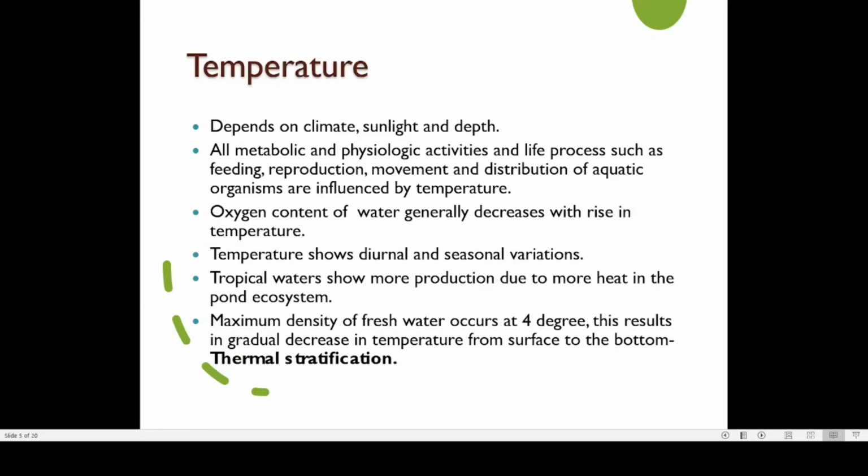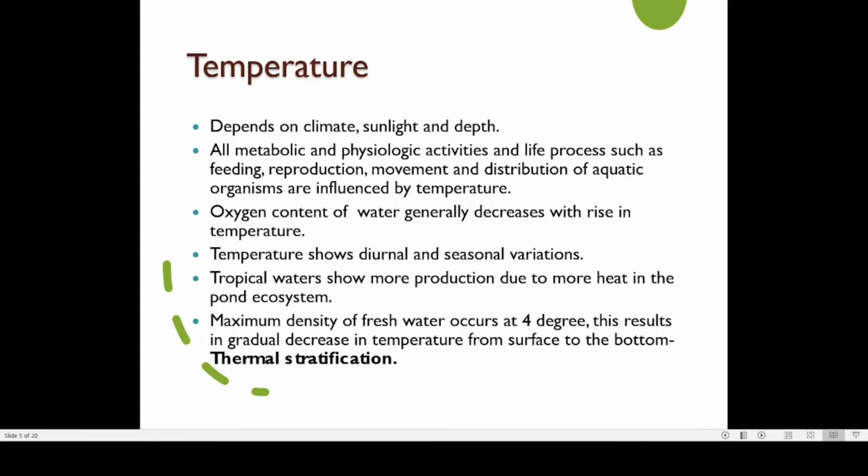Now we will take one more. Next is the temperature. Temperature depends on several factors: climate, sunlight and depth. These are the three important factors controlling the temperature. All metabolic and physiological activities and life processes such as feeding, reproduction, movement and distribution are influenced by temperature. So temperature has a lot of importance in the growth and life of a fish. Only an ideal temperature will allow the fish to grow properly.